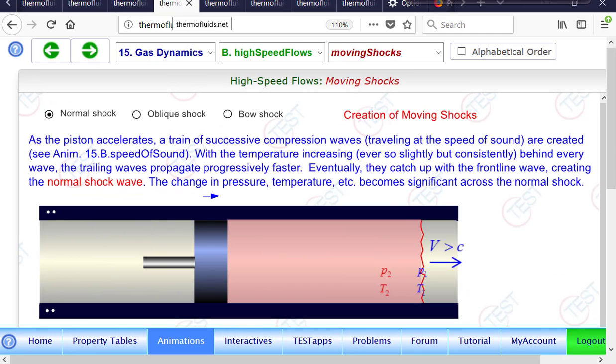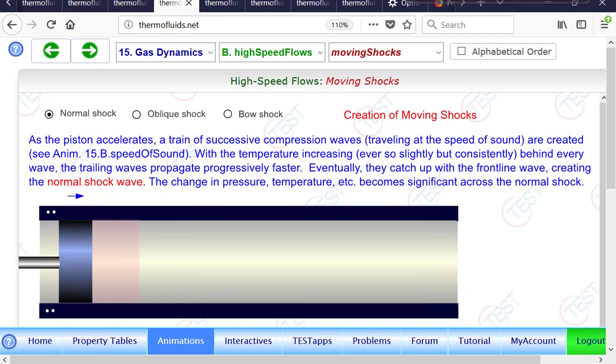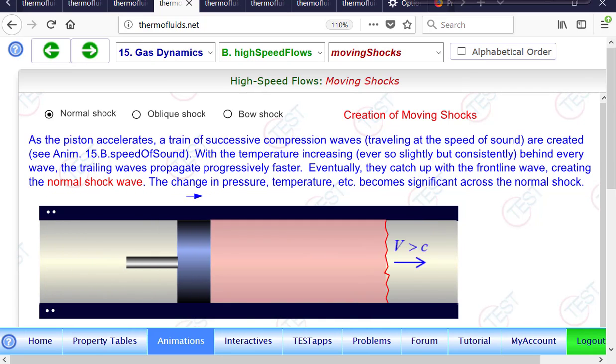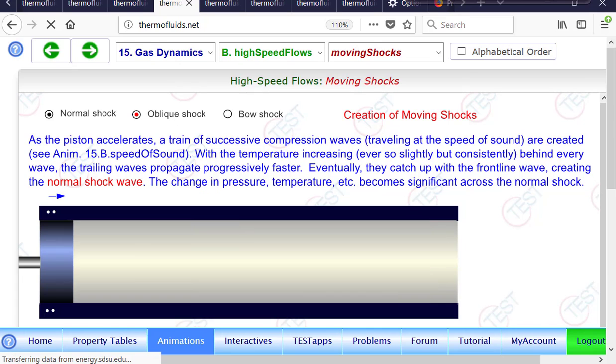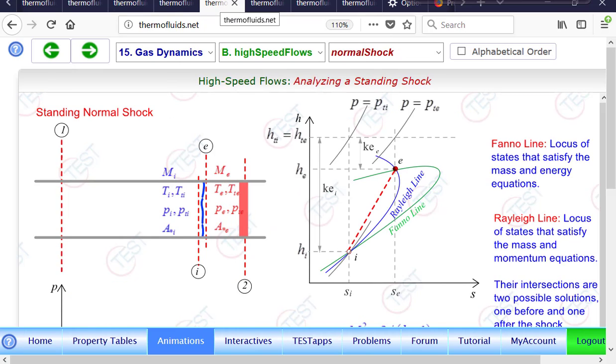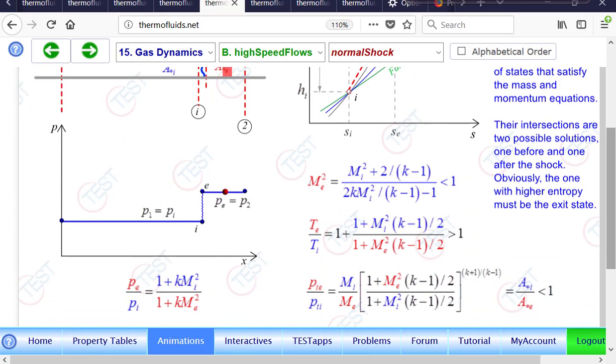This animation shows what a normal shock is, and how it is created by aggregation or coagulation of sound waves. Here is an example of an oblique shock. This animation shows the equations for how to handle a normal shock wave. Obviously, a shock wave has a lot of thermodynamic friction inside, so it's not isentropic. The important thing to understand is that there is a drop of total pressure across a normal shock wave, but the total temperature across a shock wave remains constant.